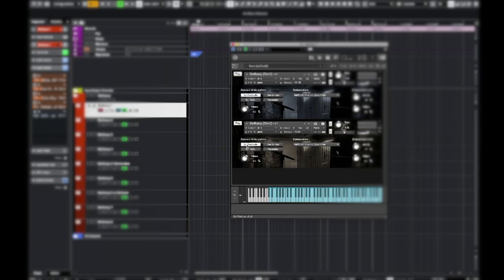Here we have the interface of Bethany. This is the first division of strings and this is the second one. They look identical but contain different samples. From here we can choose the sustain articulation. Let's take sul ponticello for instance. Consordino, harmonics from a higher register, or sul tasto.